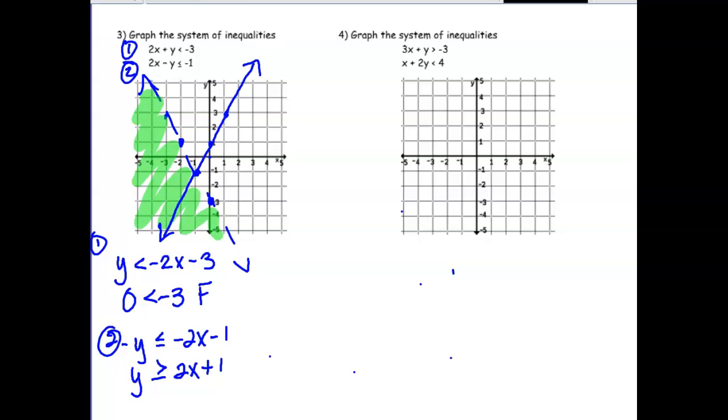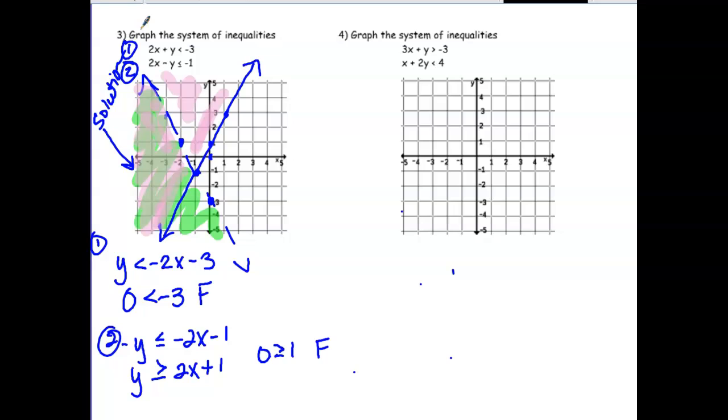When I test the point (0, 0), it's pretty close, but 0 is greater than or equal to 1. That's actually false, so I'm going to shade the other side. I'll do that in pink. So I'm going to shade this side here. Immediately you can see this is the double shaded area. You don't even need to shade up here. But right here, this would be the solution area.